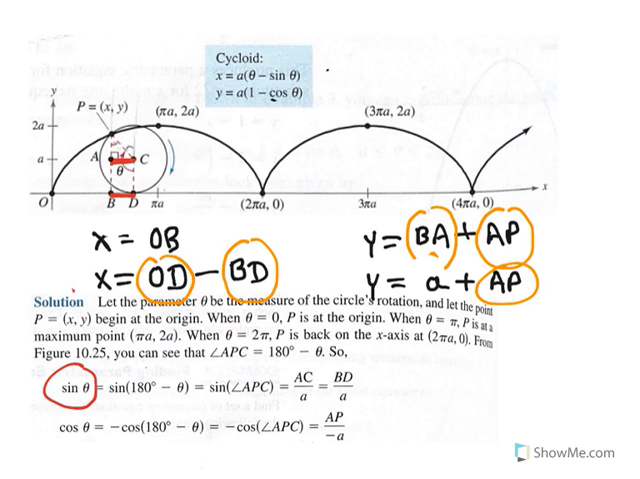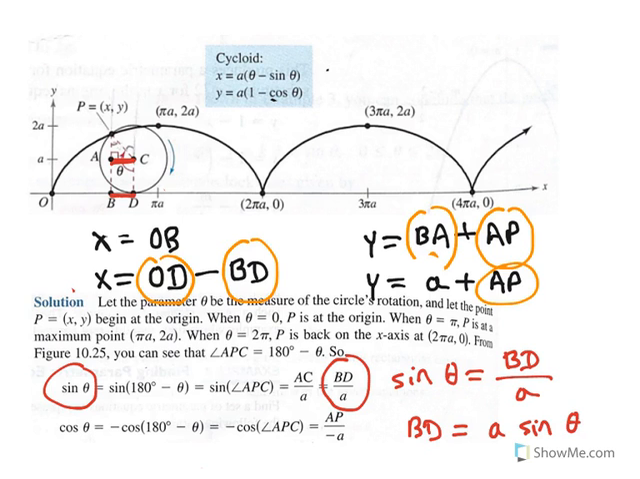We can write sine of theta is equal to BD over A, where theta is the parameter representing the angle of rotation of the circle. So what is the distance from B to D? In terms of the parameter theta, it is equal to A, which is the radius of the circle, times sine of the angle of rotation. So with that, I'm able to write my parametric equation for x.